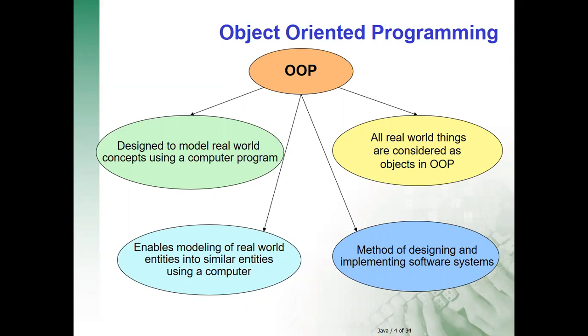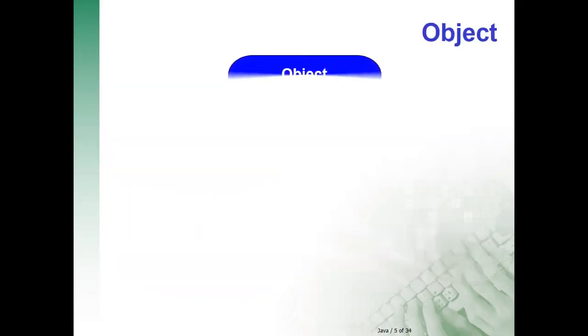So in real life, whatever we see, there are objects only. When I want to write a program for the objects, I need to have this style of programming, object-oriented programming, which will be better for us. Okay. So we'll discuss this.